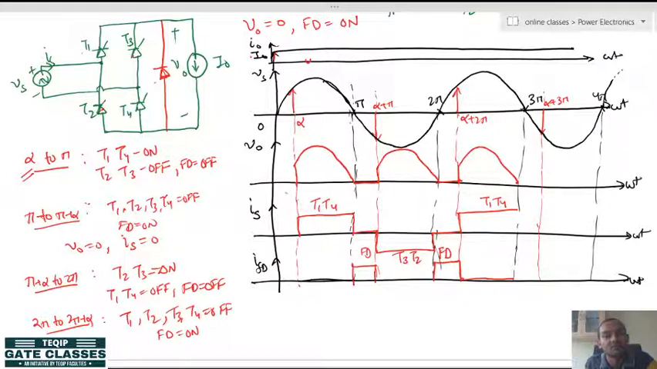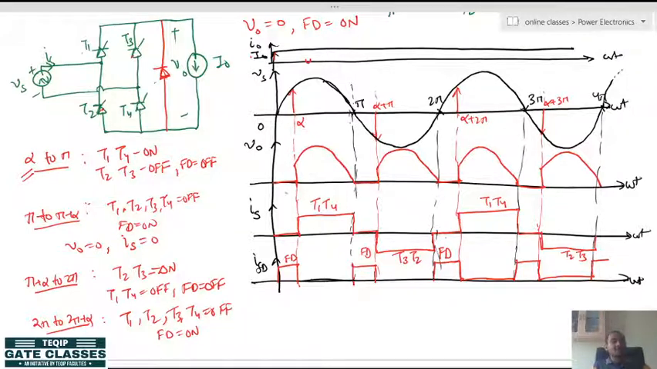And again at 3 pi the source will be disconnected from the load and the freewheeling diode will come into action. And at alpha plus 3 pi again T2 and T3 will conduct. So the source current will be negative and the load voltage is positive again. Here T2, T3 is conducting and the freewheeling diode current is 0, and from 4 pi to 4 pi plus alpha the freewheeling diode will be conducting. If you repeat this cycle, the output voltage must be 0, the source current must be disconnected and the freewheeling diode must be conducting.